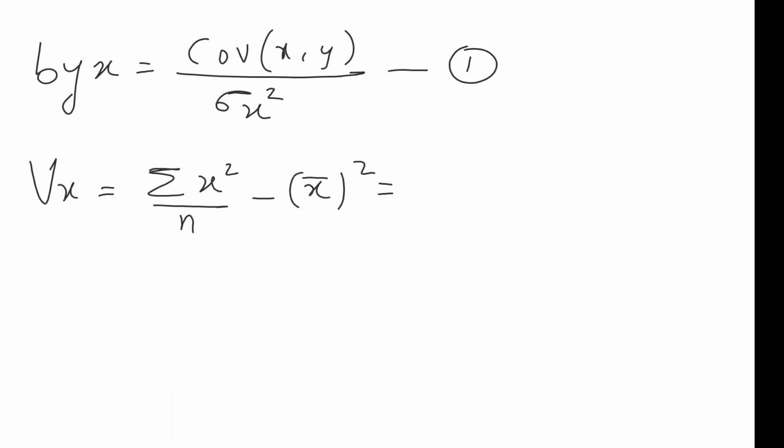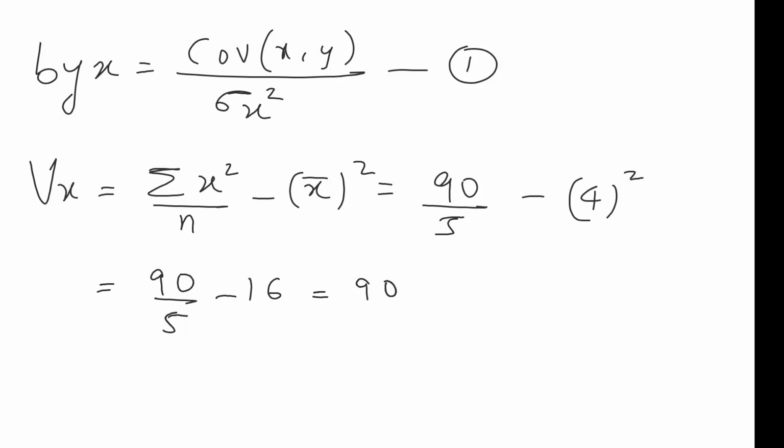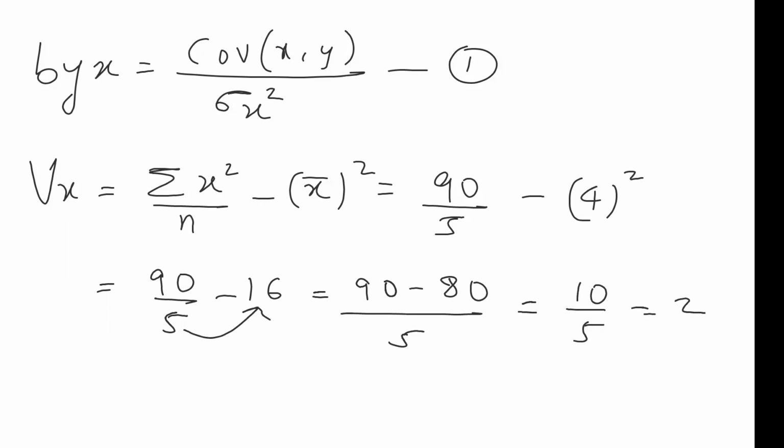Summation x square upon n minus x bar square. So summation x square, the data is given to you as 90 upon 5 minus x bar. What is x bar? X bar is 4, which we have calculated right at the beginning. 90 by 5 minus 16. Once again, we'll have to take the LCM. 16 into 5 is 80, and this is 5. So 10 upon 5, which is 2. So we got the variance of x as 2.